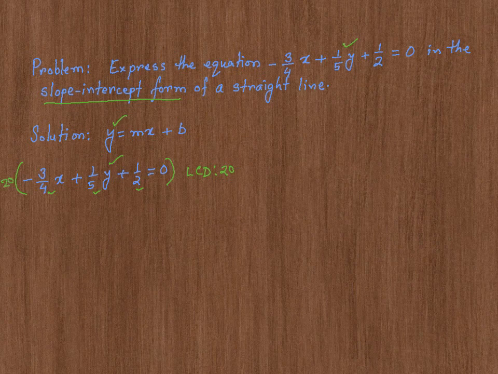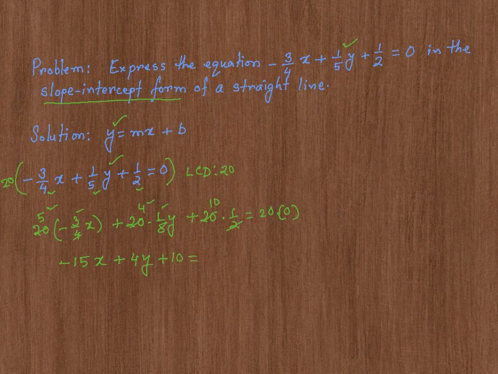So I multiply it by 20. On the left hand side I'm going to get this. Now I'm going to do some cancellation. 4 goes into 20 5 times. Then 5 times negative 3 is negative 15x. 5 goes into 20 4 times, and 4 times 1 is 4, so it's going to be 4y. Then 2 goes into 20 10 times, so it's going to be just 10 because 10 times 1 is 10. And on the right hand side, 20 times 0 is obviously 0.